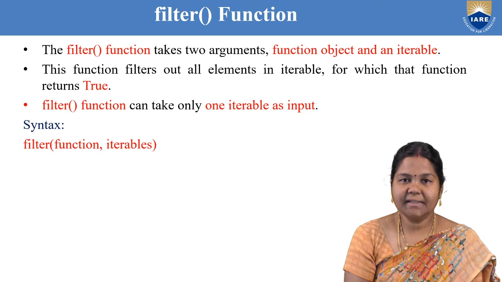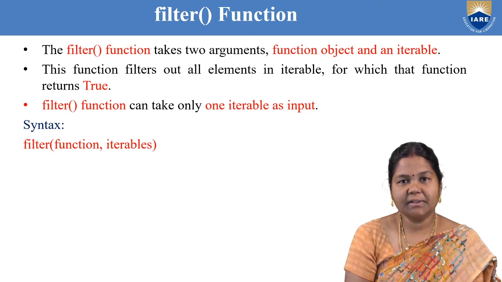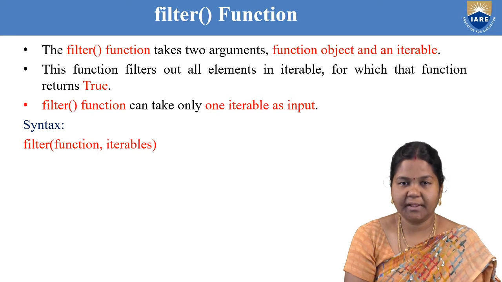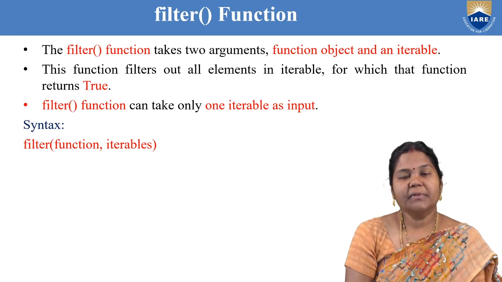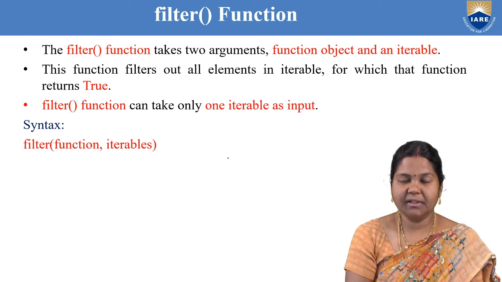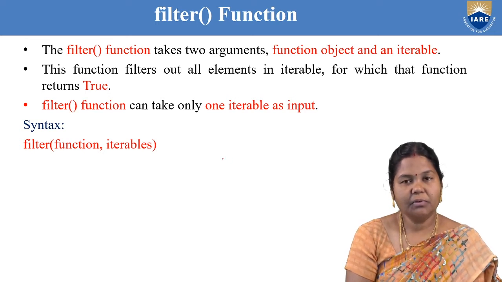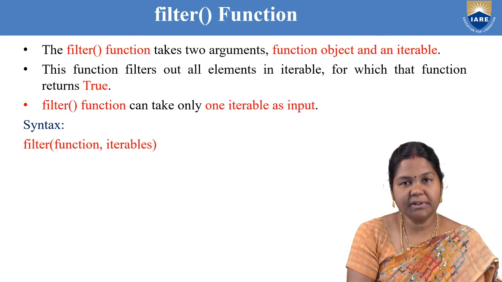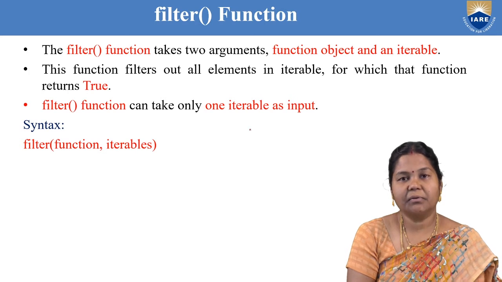Now let us see the next method, that is called the filter method. How to apply the filter function over here? The filter function also takes two arguments: one is the function object and the other is an iterable. You can pass one iterable or you can pass multiple iterables also. So it takes two arguments: the function which you want to apply, and the iterables.